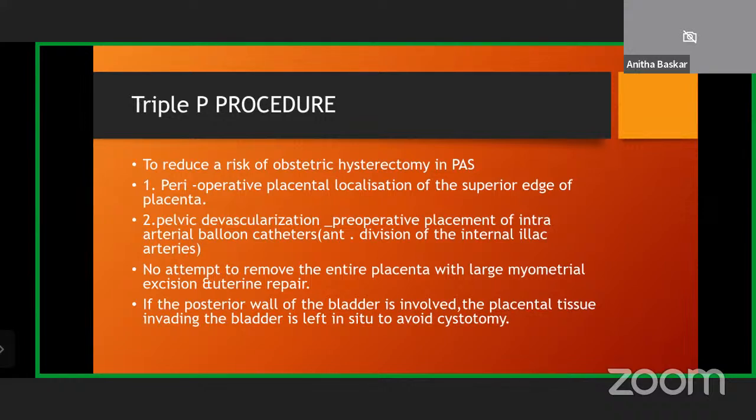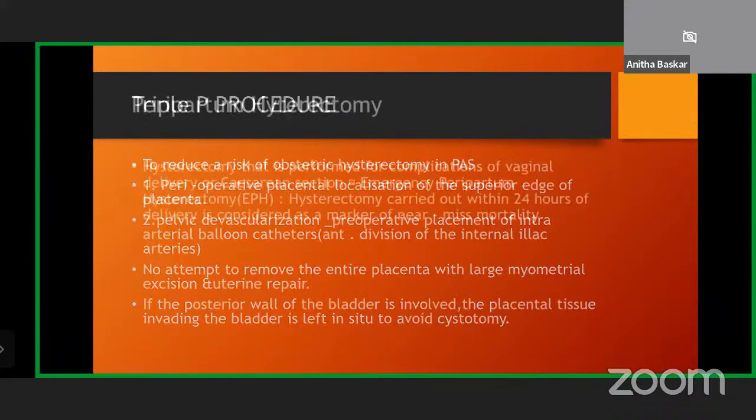There should be no attempt to remove the entire placenta with a large myometrial excision. You can take out some part of the myometrial tissue, and then you have to close the uterine repair. If the posterior wall of the bladder is involved, the placental tissue involving the bladder is left in situ to avoid cystotomy, since it is very difficult to handle the posterior wall of the bladder if the placenta is involved there.